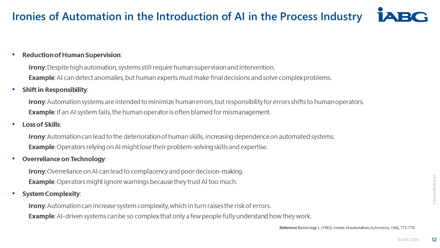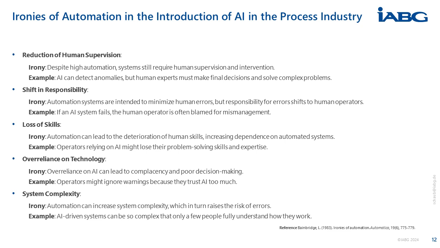Automation, intended to simplify operations, can actually increase the complexity of systems, thus raising the risk of errors. AI-driven systems can become so intricate that only a few individuals fully understand how they work. This complexity can create vulnerabilities, as the knowledge and expertise required to manage these systems are concentrated in the hands of a few, potentially leading to critical knowledge gaps.